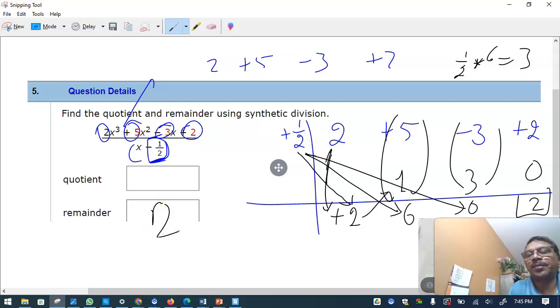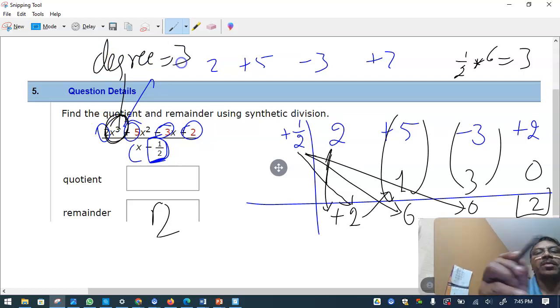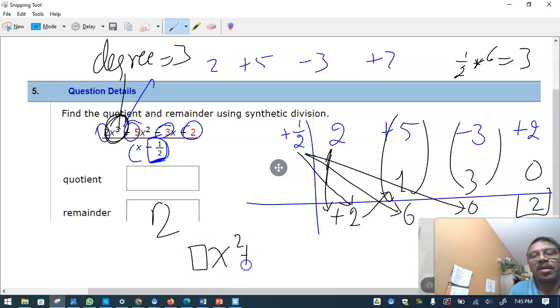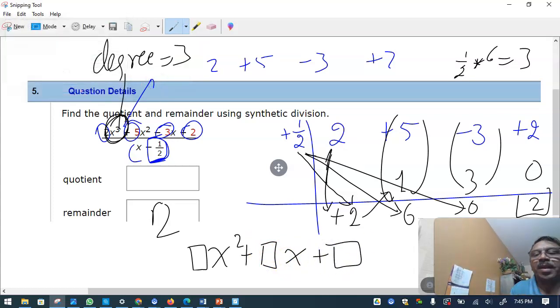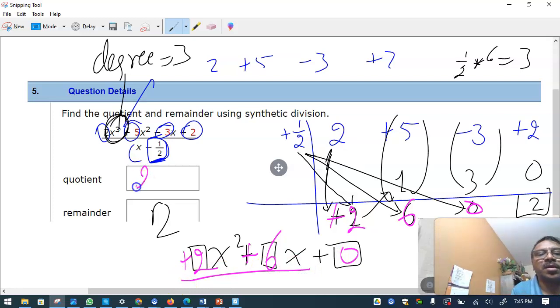And the quotient, so what is the quotient? Because the degree here was 3, the quotient will be x squared now. So I'm going to just put a box like this. This is what you're supposed to write. X and then the numbers. So this plus 2 goes right here. Then there is a plus 6, so this plus 6. And the 0, so this is 0. That means you're done. This is the quotient. Your quotient is 2x squared plus 6x.